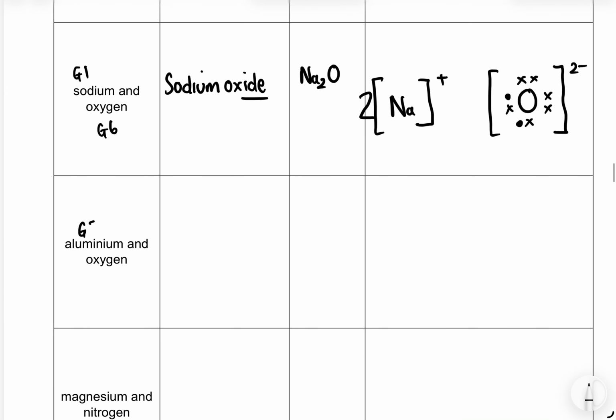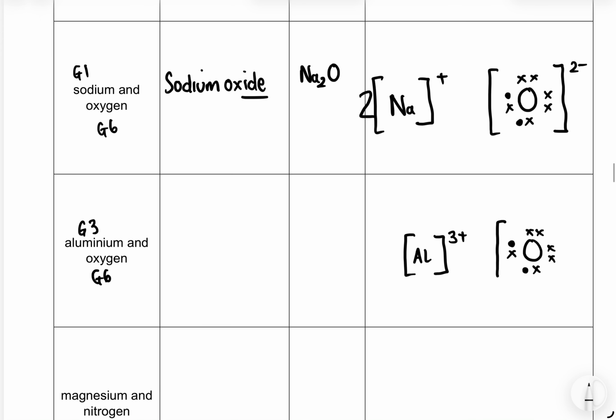So aluminium is in group 3. So we're going to go Al, put it in a bracket and write 3 plus. It loses 3 outer shell electrons. Oxygen's in group 6, so just like above, the oxide ion is still the same, despite being in a different compound. 6 crosses belonging to oxygen, 2 dots coming from the aluminium, 2 minus. To balance these 2 charges, you would need to have 2 3 pluses, gives me 6 plus, and 3 2 minuses gives me 6 minus. So Al2O3, aluminium oxide.